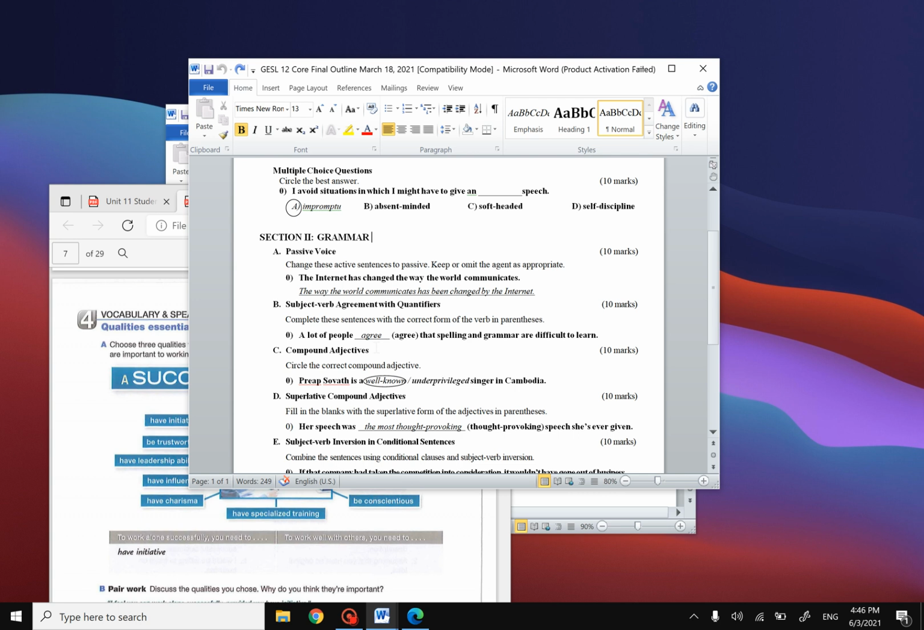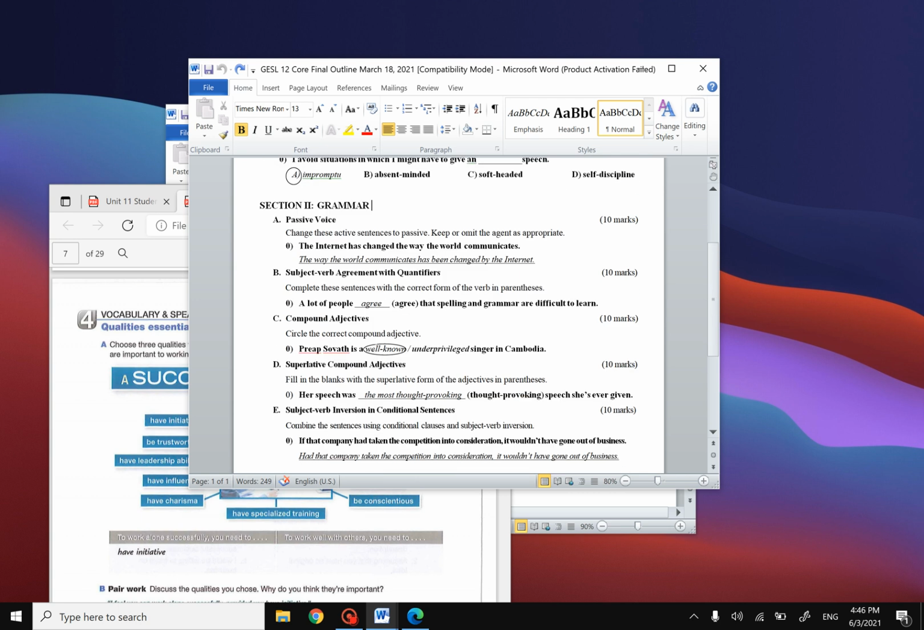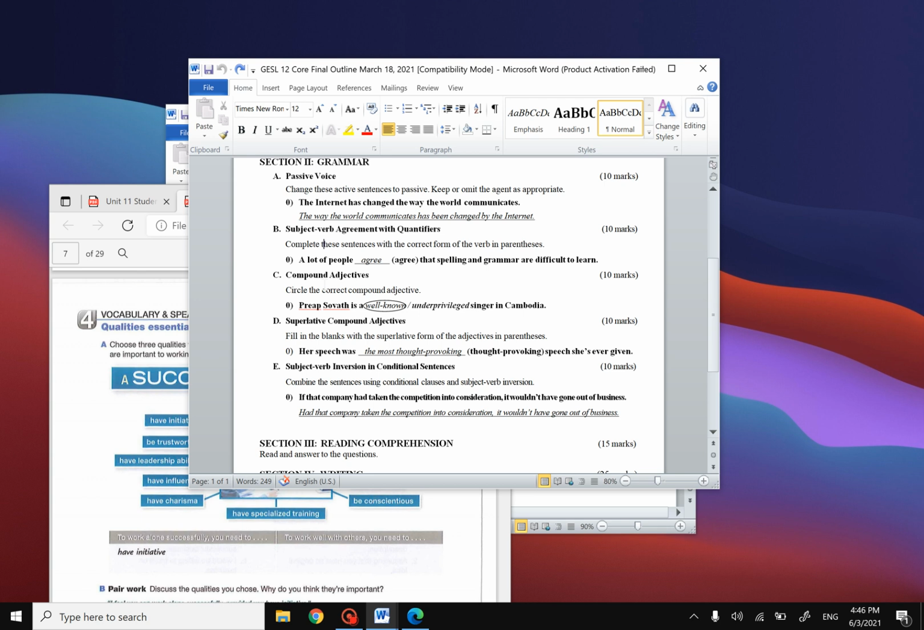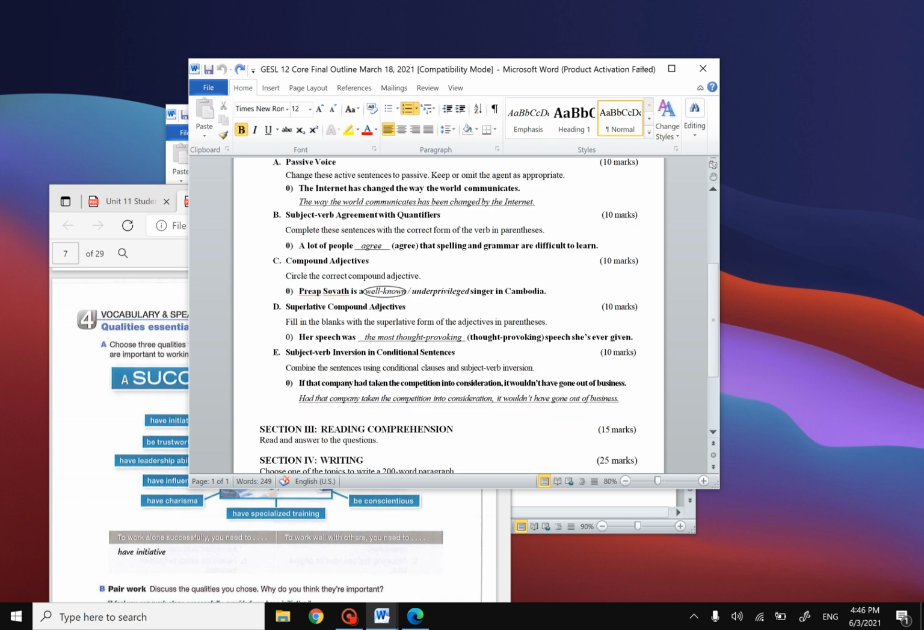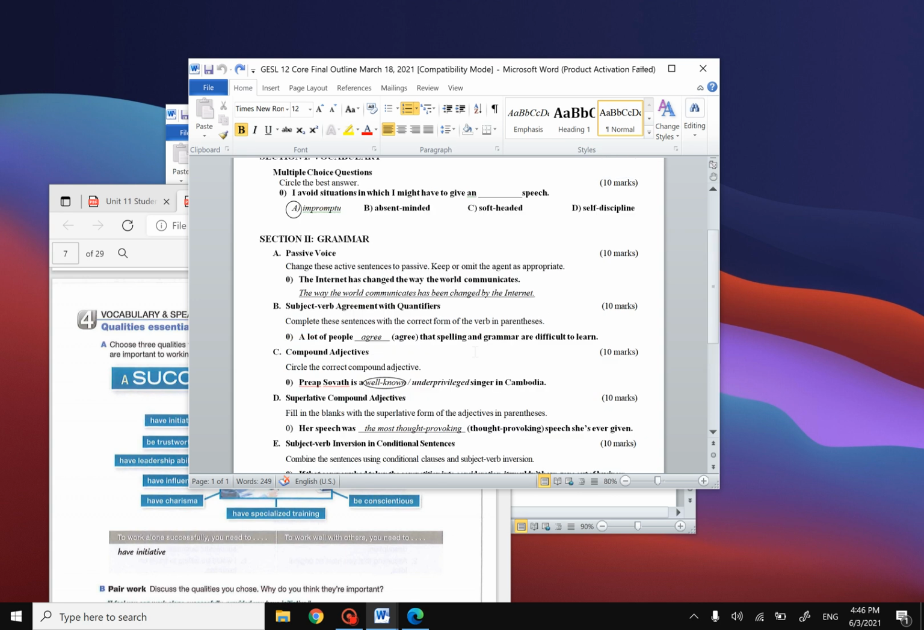Next is the grammar. This is the most important part of our exam, because it covers about 60% of our final exam. There are 5 sections in the grammar section. We have passive voice, subject verb agreement with quantifier, compound adjective, superlative compound adjective, and subject verb inversion in conditional sentence. I will briefly go through that.